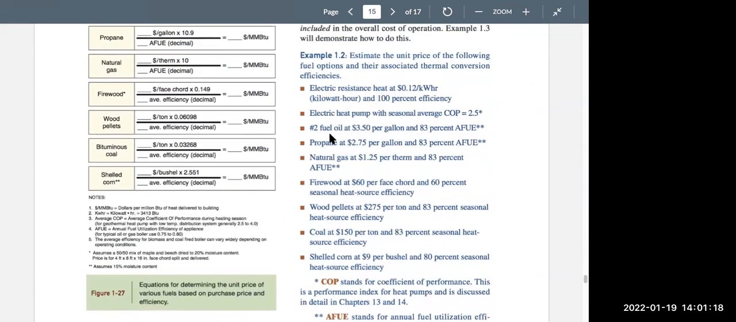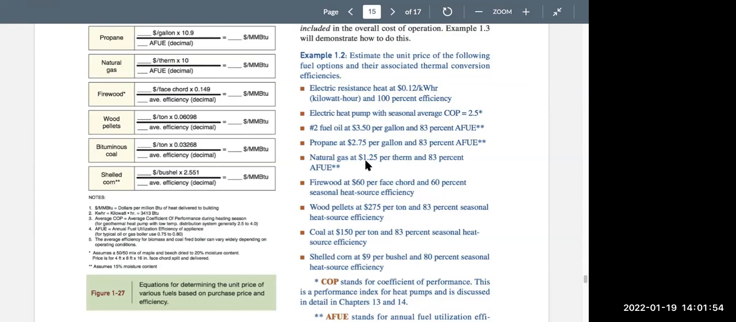Well, I got this right here. Let's look at that. It's 12 cents for your electricity. You've got your coefficient for your heat pump. You also have fuel oil. According to this, at this time, it's $3.50 per gallon. It has an efficiency rating you need, 83%. Propane is $2.75 per gallon. It has an efficiency rating.